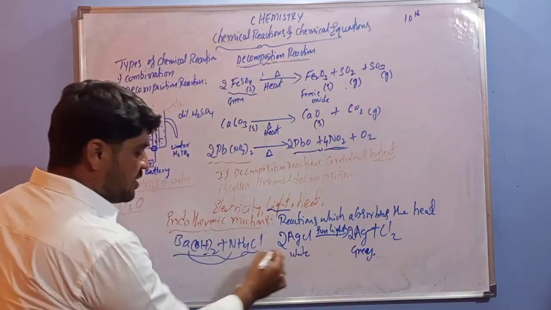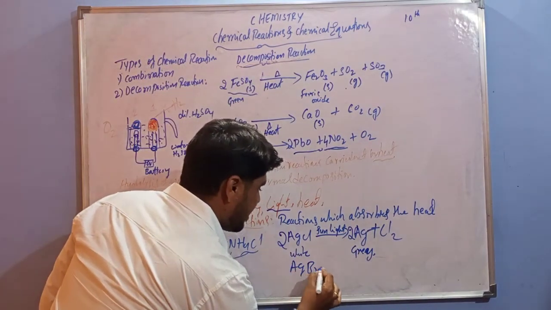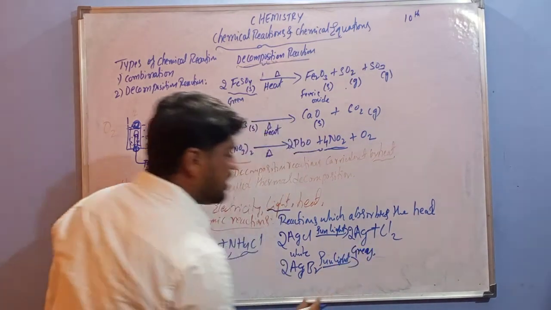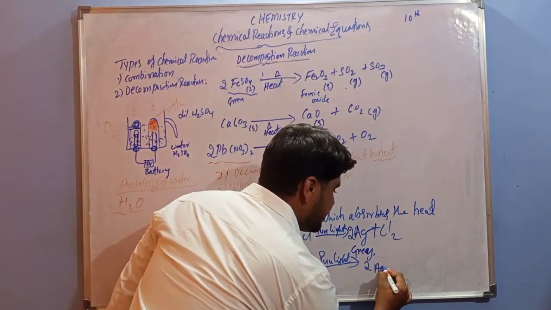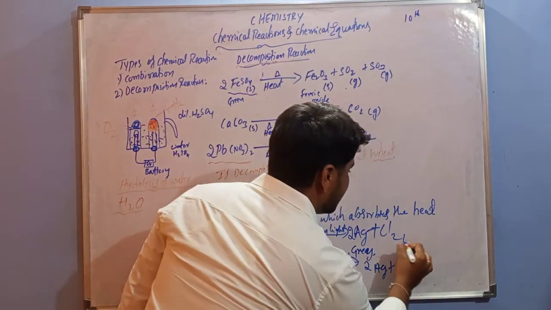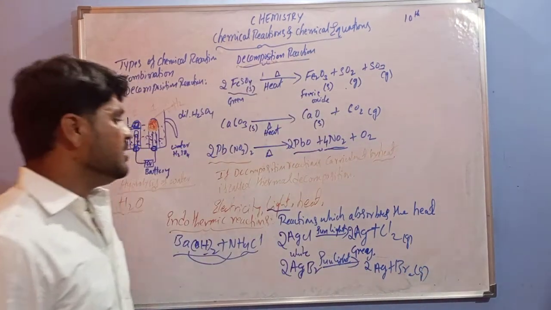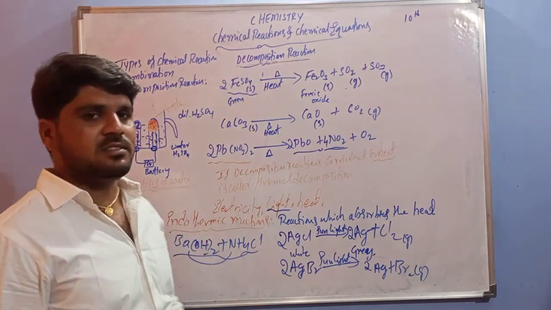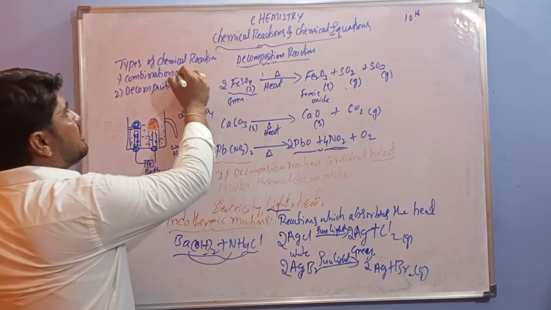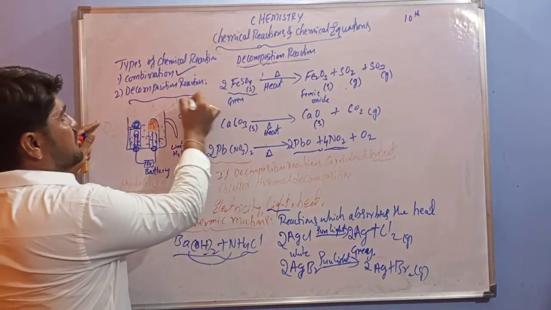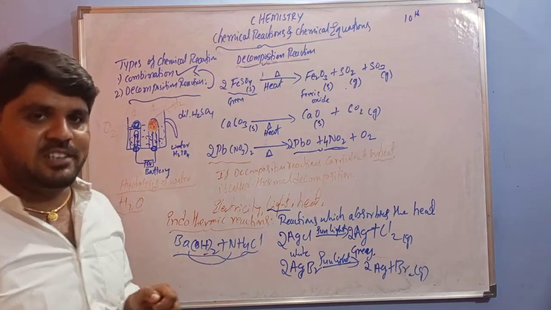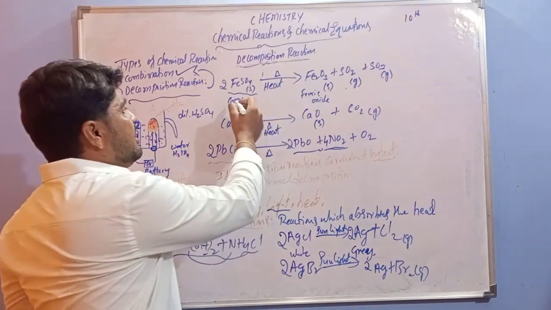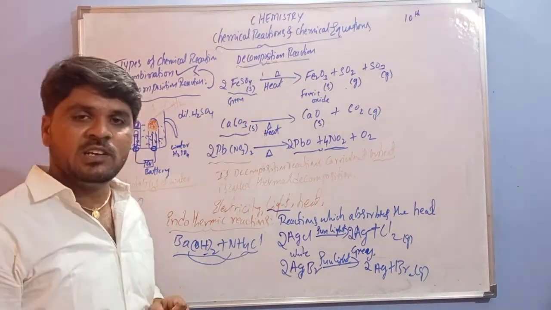Right. And one more example in the same way, AgBr. 2AgBr reacts in the presence of sunlight, which gives 2Ag and Br2. These are gases. Right. These are some examples for decomposition. This class is based on decomposition reactions. In the last class we discussed combination reactions. This decomposition reaction is quite opposite to combination reaction. So combination means combining. Decomposition means dividing the reactants. Okay. Thank you.